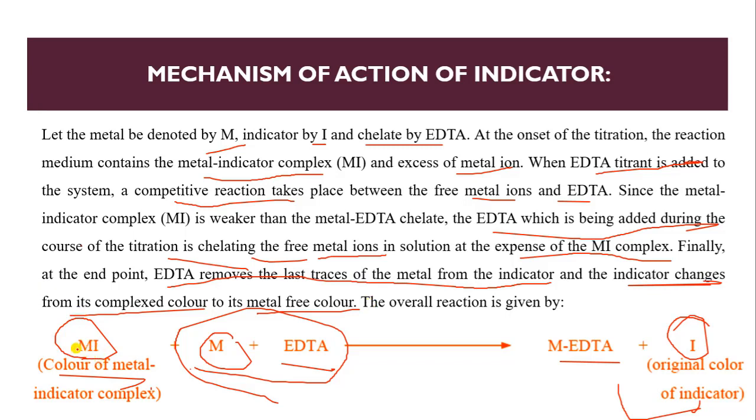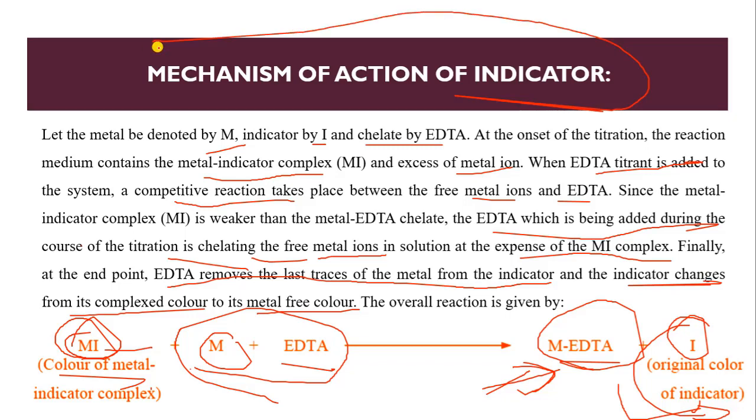When we add the indicator in a conical flask, there will be a reaction between metal and indicator, and it will produce a color. Then the remaining metal and EDTA will react with each other and produce a metal EDTA complex, which is more stable than the metal indicator complex. Ultimately this complex will change the color and the indicator will get its original color. So this is how a metal ion indicator will react.